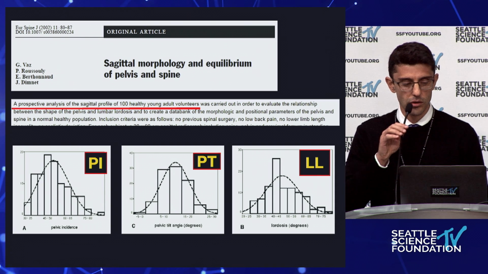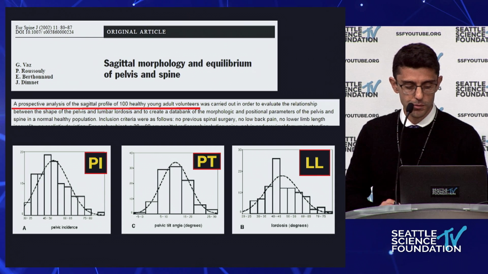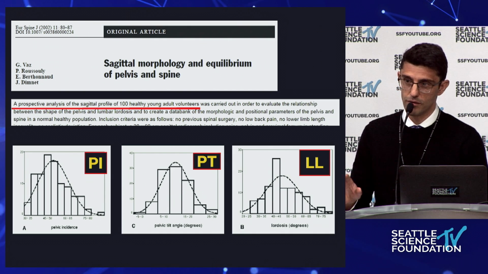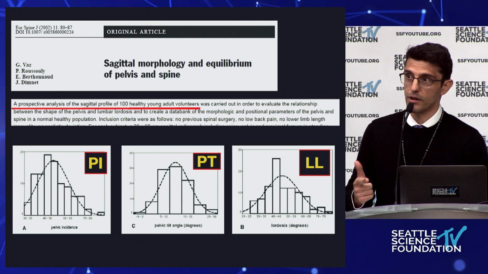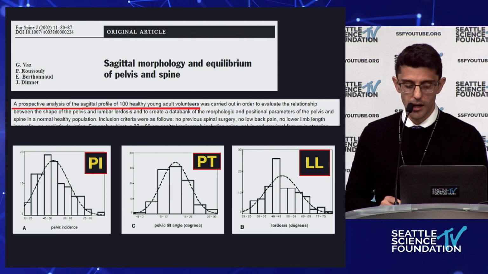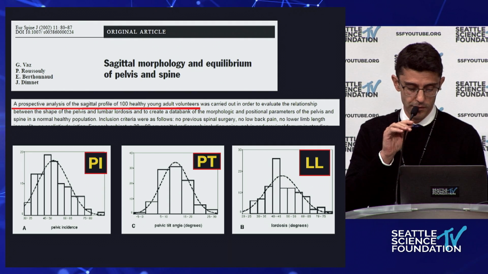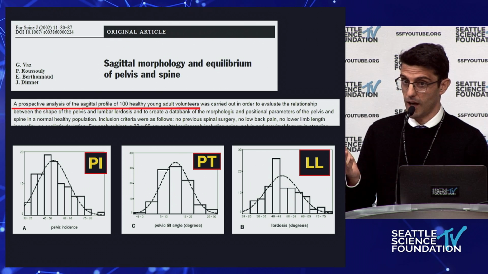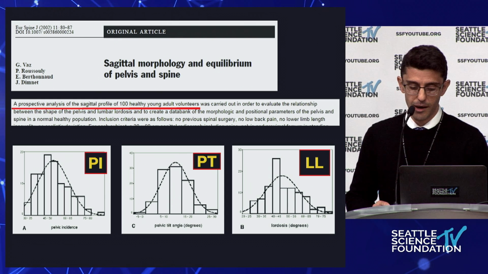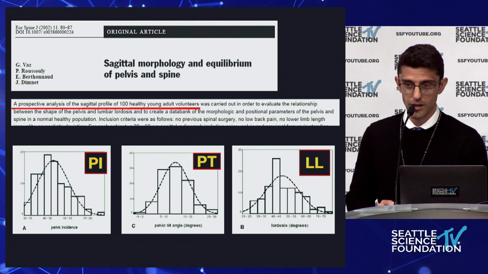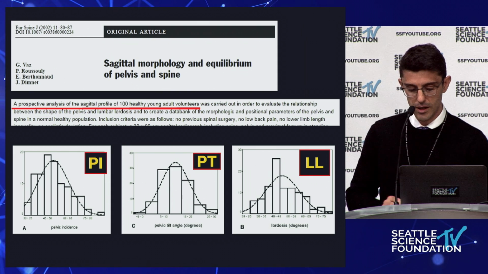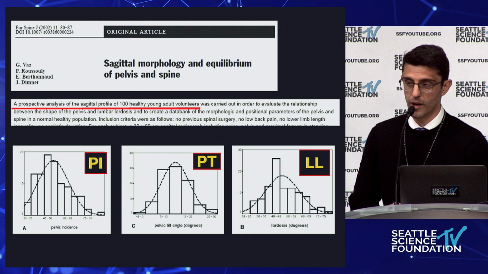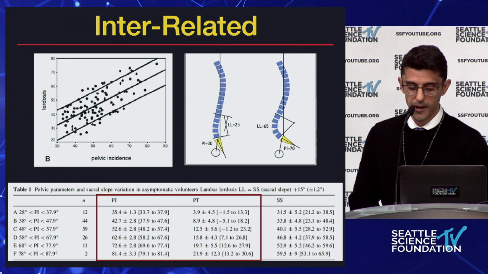If we look at one of the original articles from Roussouly, where he did a prospective analysis of the sagittal plane of 100 healthy young adults, there's a huge variation in pelvic incidence, pelvic tilt, and lumbar lordosis. It's a bell curve. So average pelvic incidence is around 52, but ranges from 30 to 80. Pelvic tilt average is around 17, but it ranges from sometimes negative to about 30. And then lumbar lordosis on average is about 50 to 55, but ranges 20 to over 75.